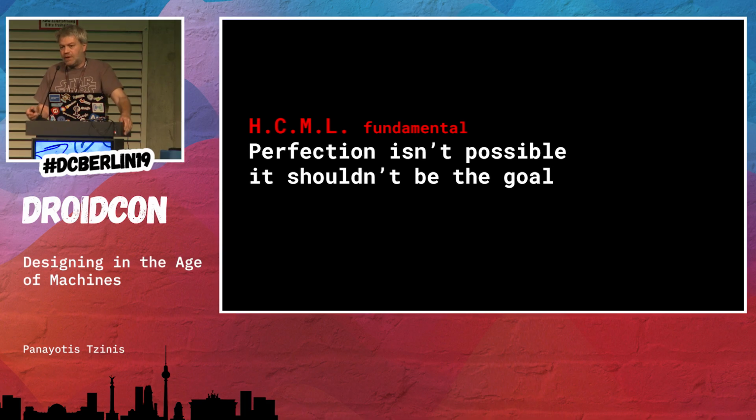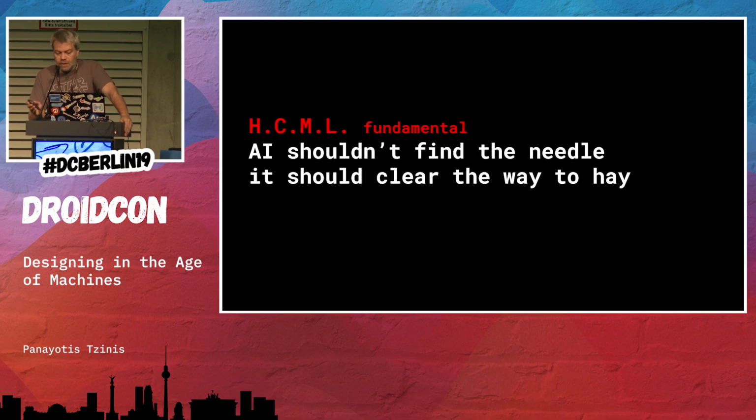The machine is not going to give you the end point yet, but it's going to give you the best way to go to the end point. So you cannot find a needle in a haystack, but it's going to tell you that there's a needle somewhere there, and the machine is going to show you the best way to find it.